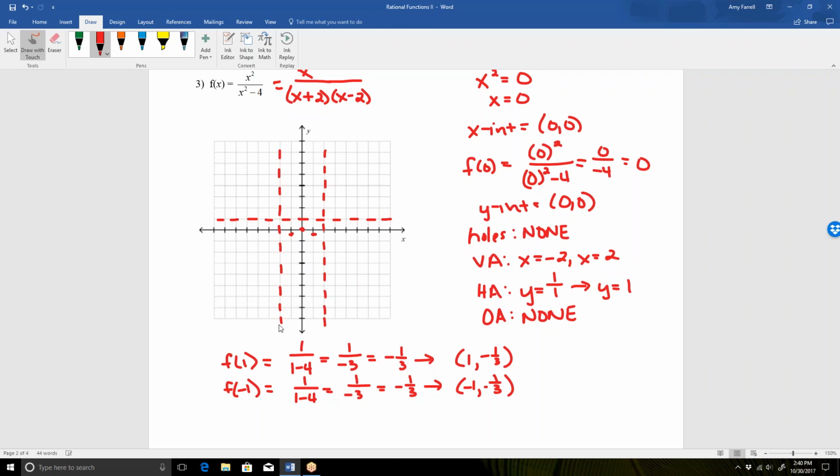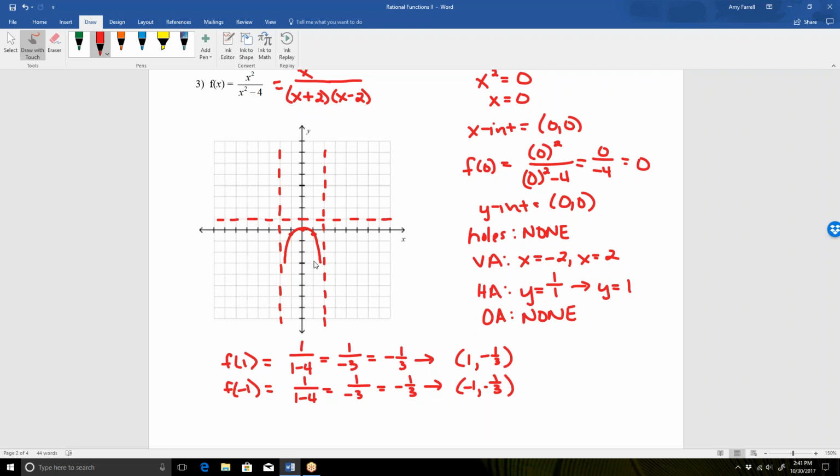You could verify this by picking a couple more points. You could even pick like 1/2. You could pick 3/2. But it does look like we've got a parabola in between the two vertical asymptotes. I'm always going to have a matching point. So if I plug in 3/2, I'm going to get the same thing as when I plug in -3/2. If I plug in 0.75, I'm going to get the same thing as when I plug in -0.75. So it does look like there is a parabola in between the vertical asymptotes.